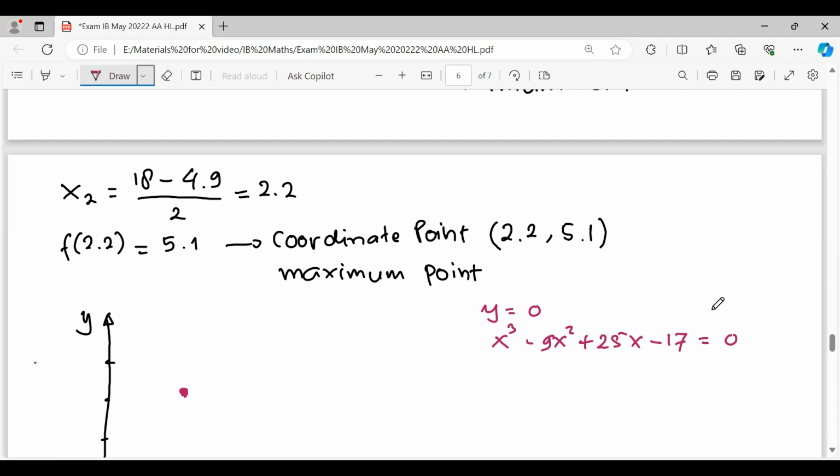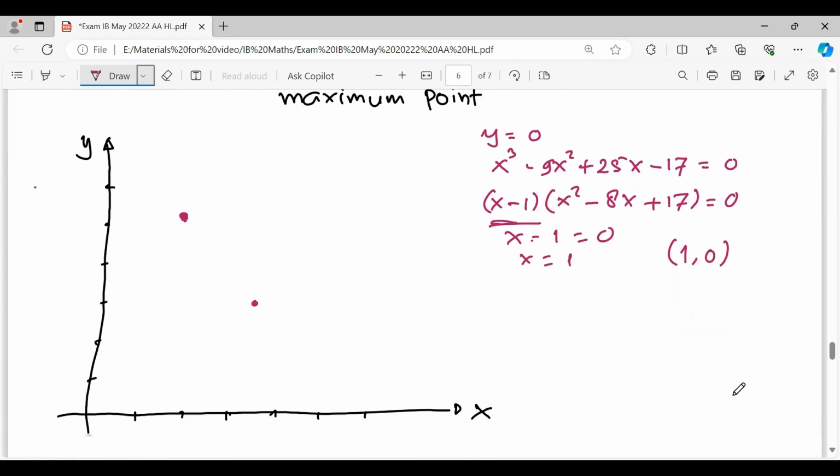As you know, actually these equations, this term came from this term first, x minus 1, x squared minus 8x plus 17 equals 0. It means x equals 1. If x minus 1 equals 0, it means x equals 1. So the coordinate point is 1, 0. It's 1 here.